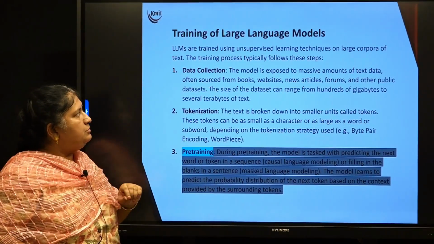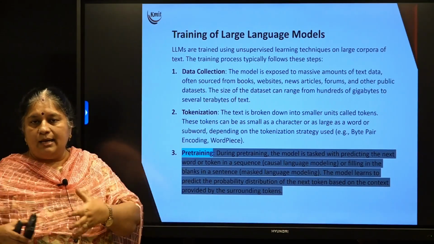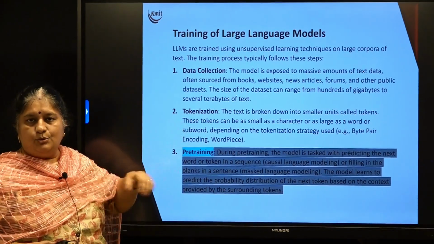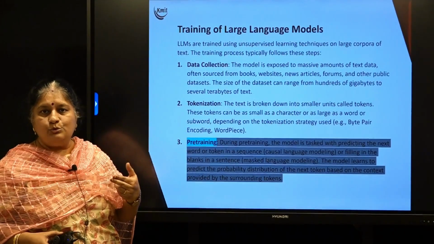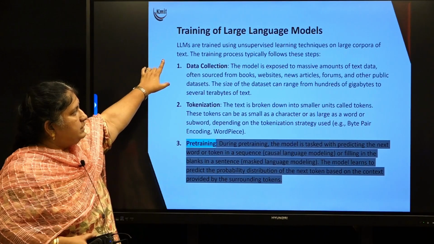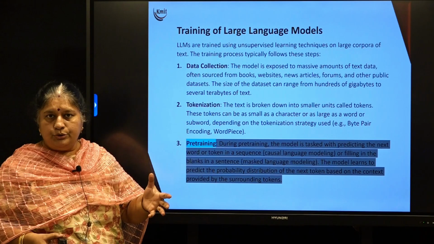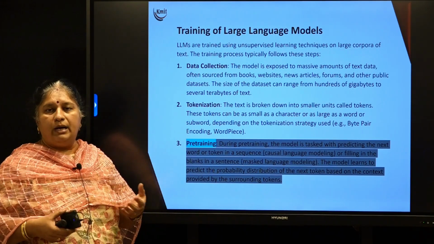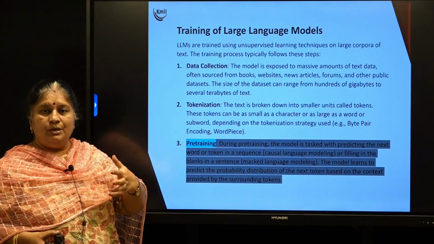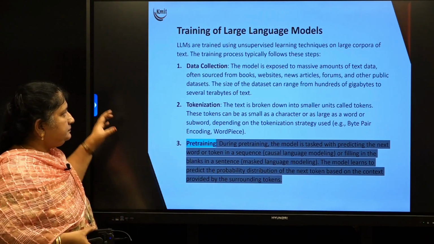LLMs are trained using unsupervised learning techniques on vast amounts of data. Unsupervised learning is pre-training. So pre-training of LLMs happens under unsupervised methodology. LLMs are trained using unsupervised learning techniques on huge amounts of data sets. How huge? It could be one textbook or multiple textbooks or entire Wikipedia. So you are giving a huge corpus of data and you are training the LLM.